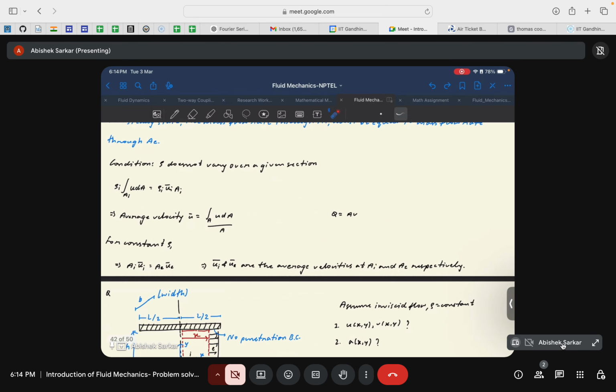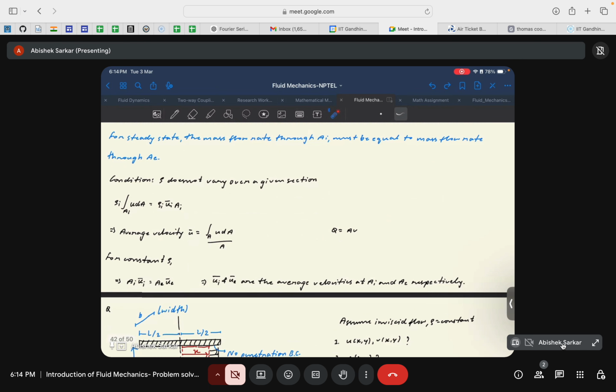Now if you consider a simplified scenario, a special case where density does not vary over the cross section, then you will have rho i times the integral of u dA, since you can take the density out of the integral. This will give you something like rho i u i A i, exactly the same as this one.